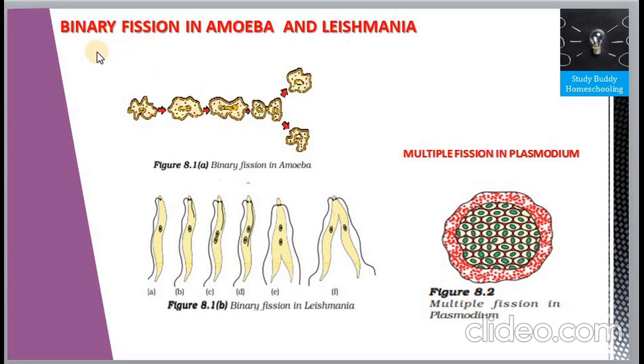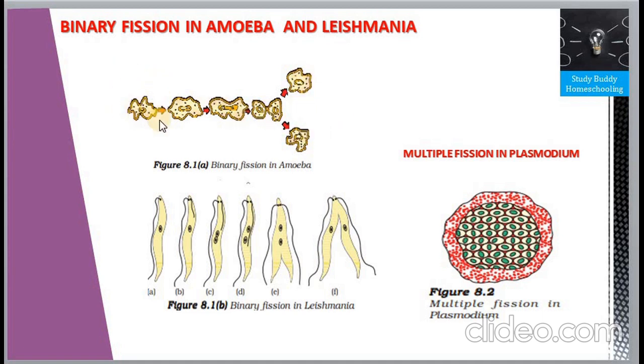Now let's see the examples of binary fission in amoeba and leishmania and multiple fission in plasmodium. So you can see the diagram here. This is amoeba. We all know that amoeba is a single cellular organism which comes in different shapes. There's no particular shape for amoeba. So when it is about to divide, the cell enlarges, the nucleus enlarges. So the first division happens in the nucleus. The nucleus starts separating and then simultaneously cytoplasm, plasma membrane separates, ultimately giving rise to two daughter cells here.